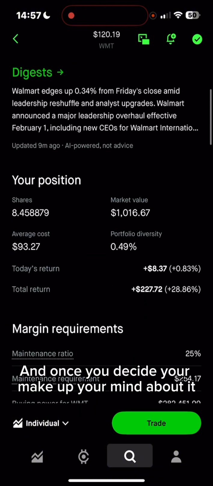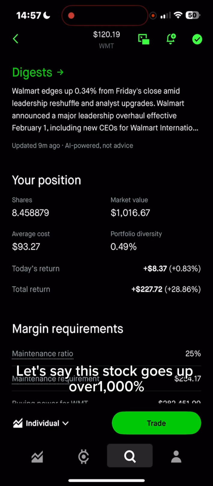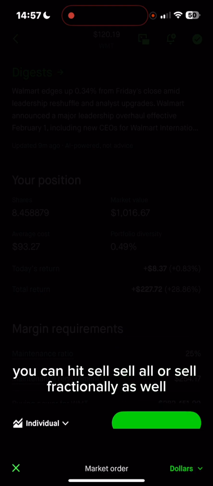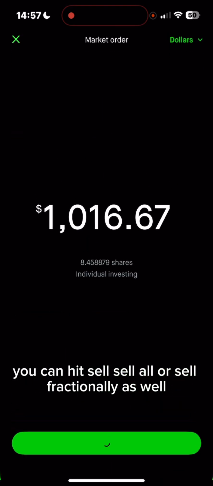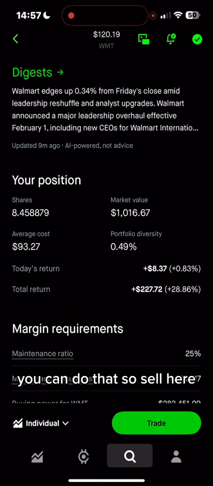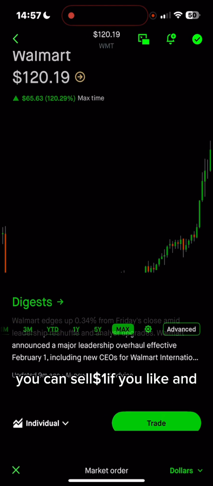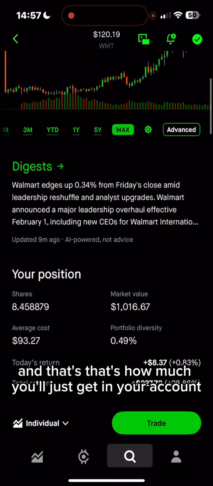And once you make up your mind about it, let's say this stock goes up over 1,000%, you can hit sell, sell all, or sell fractionally as well. You can do that. So sell here, you can sell $1 if you like, and that's how much you'll just get in your account.